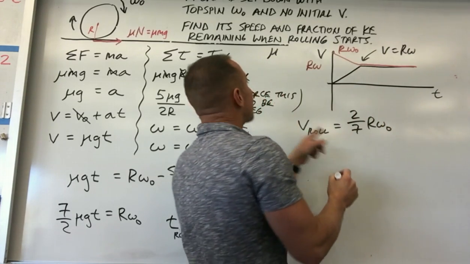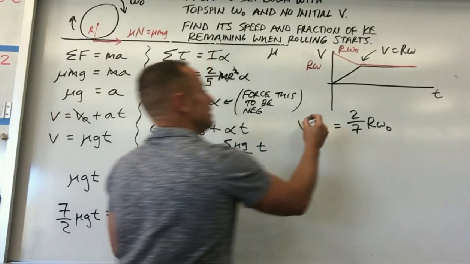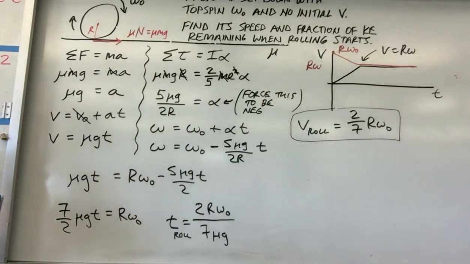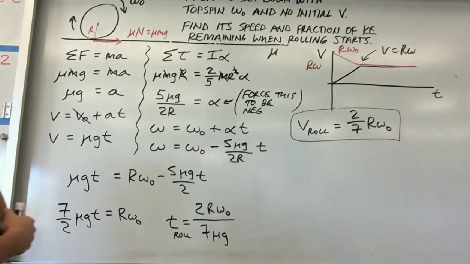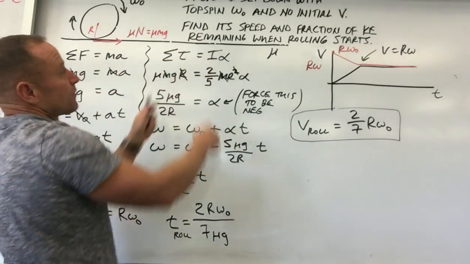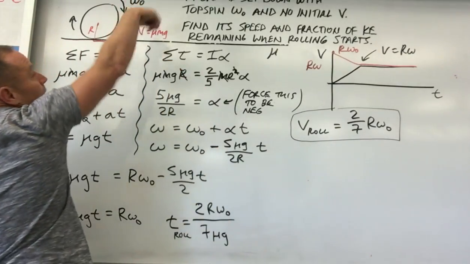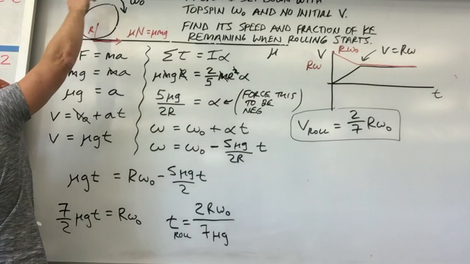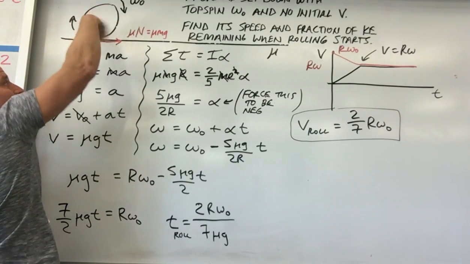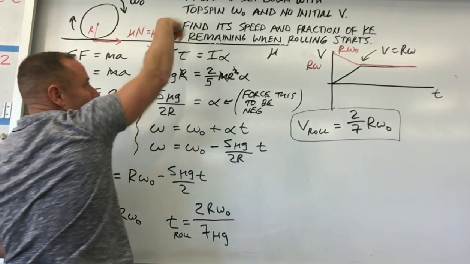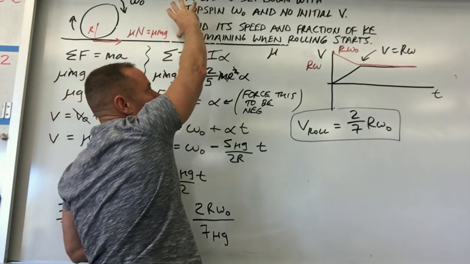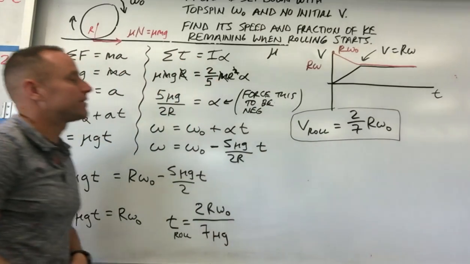Right. So that is our speed. That's the speed when the rolling sets in. Right. Final part of this problem is we're supposed to figure out how much of the original kinetic energy does it have when the rolling starts? Because what's going to happen is you start with a whole bunch of rotational KE, and it grinds and grinds and grinds against the ground, so it's scrubbing away, making noise, losing energy, and then it's going to have translational and rotational energy at the end.